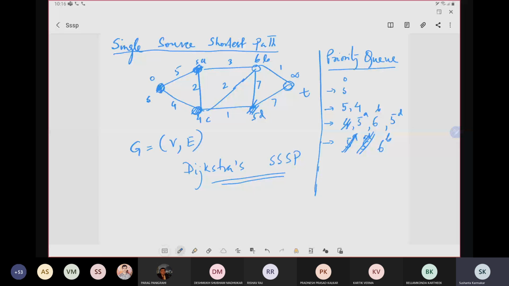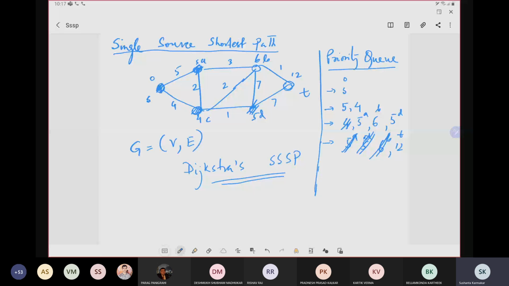And here the distance is infinity. So current distance is 5, 5 plus 7, 12. So what it does, it just erases this infinity and makes it 12. That's it. Okay. And at the same time, it inserts this 12 along with the node T in the priority queue. Now, you see in the priority queue, there are two values, 6 and 12. So 6 is, of course, smaller. So 6 is taken out. The min value is taken out.